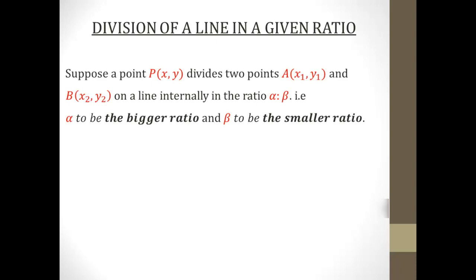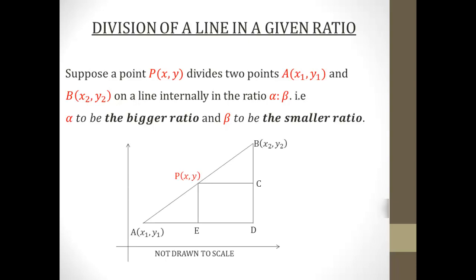Now suppose a point P, which is (x, y), divides 2 points A (x1, y1) and B (x2, y2) on a line internally in a ratio alpha is to beta. That is to say, alpha is the bigger ratio and beta is the smaller ratio. What we are going to do today is look at a point P dividing 2 points on a line. Now let's look at the drawing.